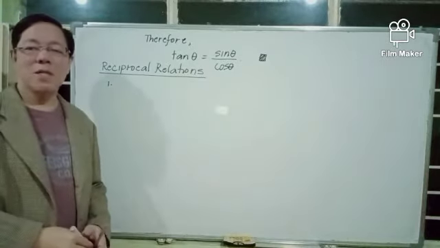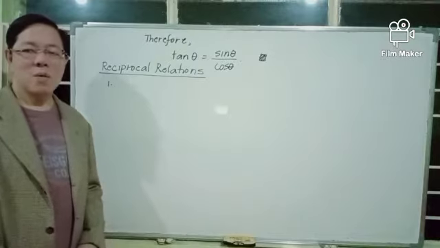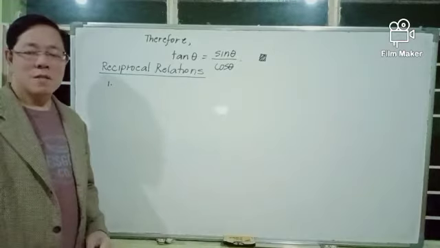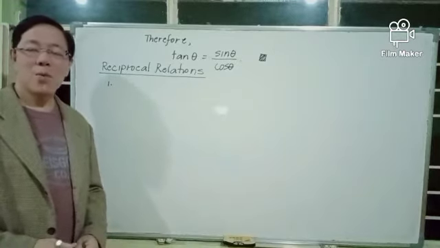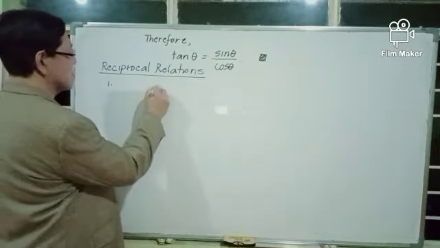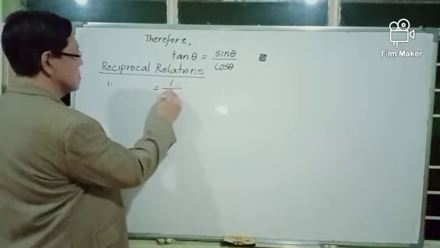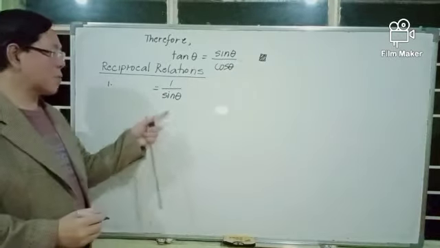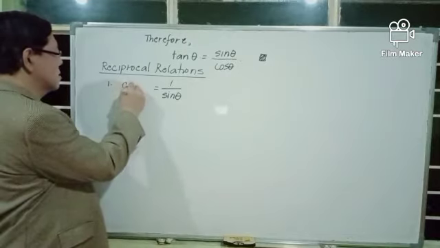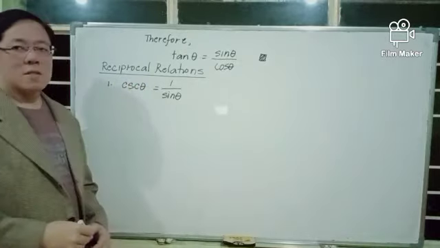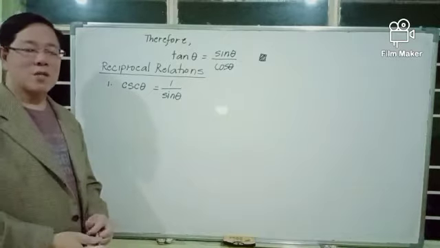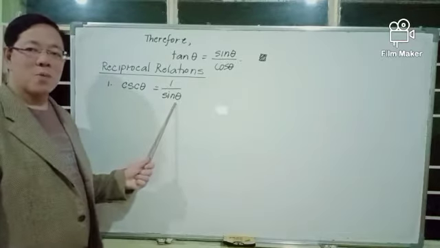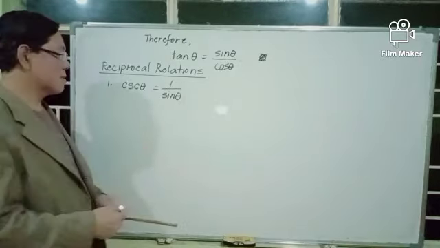As I told you earlier, there are three fundamental trigonometric identities in this group known as reciprocal relations. The reciprocal of sine, written 1 over sine, is known as the cosecant of theta. This is the first of the three reciprocal relations. Cosecant theta is equal to the reciprocal of sine, and the reciprocal of sine theta is 1 over sine theta.